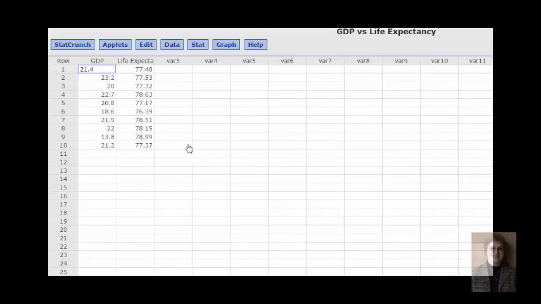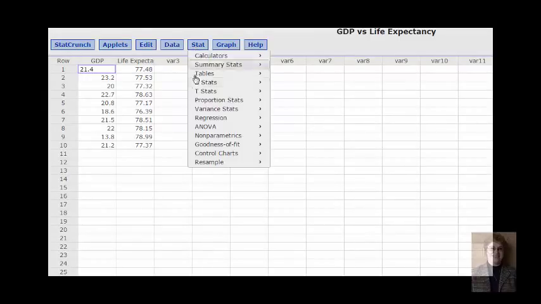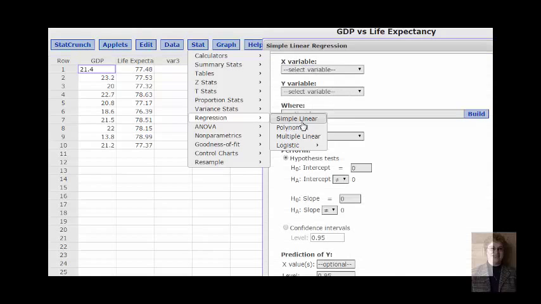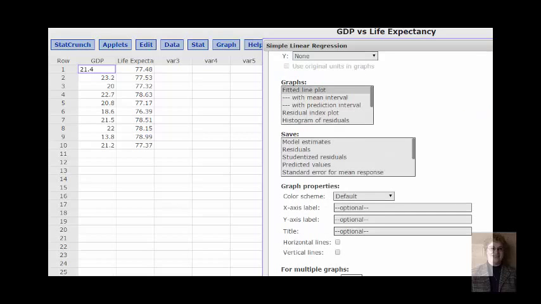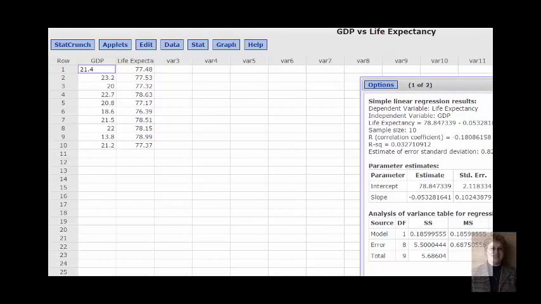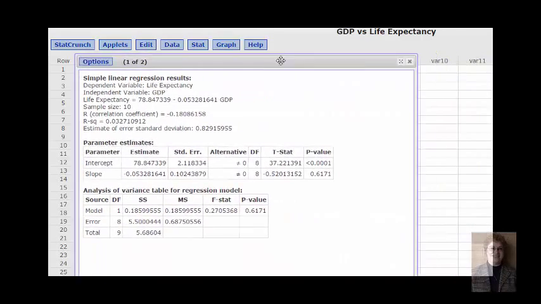Okay, I've already put the data into StatCrunch, and again I want to go to Stat, Regression, Simple Linear. My X variable is my GDP because I want to be able to predict life expectancy from gross domestic product. Let's do compute, and let's look at this.